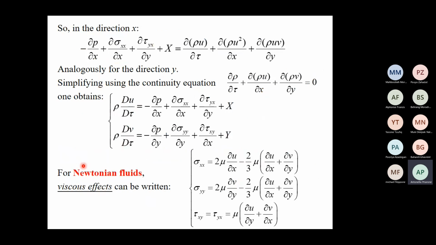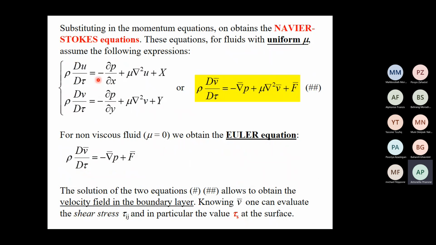In this case, I have the substantial derivative of the u component of the velocity in time in the x direction equal to what? Minus the gradient of the pressure in the x direction, plus the Laplace equation of the u component of velocity again in the x direction, plus the body forces in the x direction.